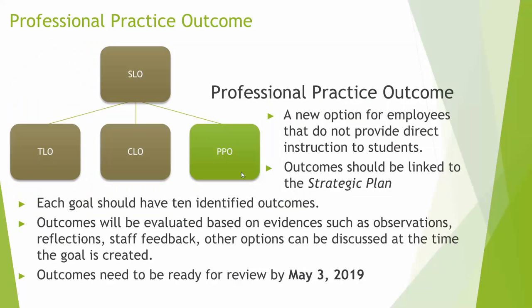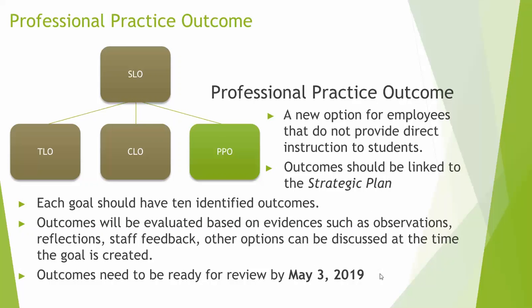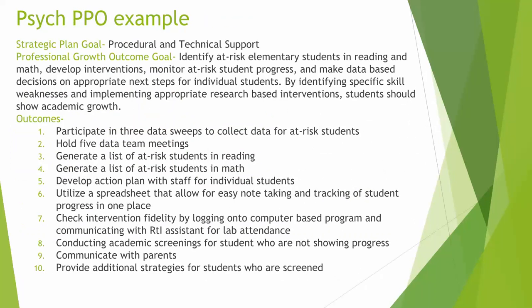The last goal we have here is our PPO, Professional Practice Outcome. These are goals that are linked to our strategic plan and have 10 outcomes that determine how you will meet that goal. The final goal needs to be completed and finalized with all of your outcomes met by May 3rd, 2019. Here's an example of a goal that could be used. You can see there is one overarching goal with the 10 outcomes that have been identified of how that goal will be met.